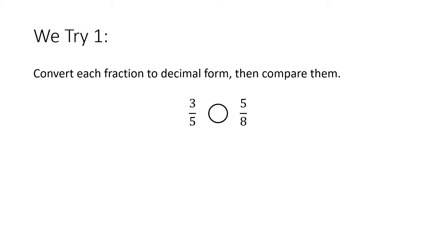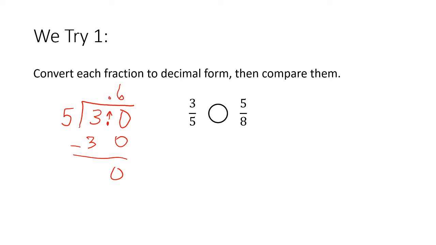I remember that my denominator goes on the outside and the numerator goes on the inside. 5 doesn't go into 3, so I need to add a decimal and a 0. 5 does go into 30, it goes into it 6 times. 6 times 5 is 30. And I have no remainder, so I can stop. I'm going to pop up that decimal and I'm done. So this one on the left is going to be 0.6.